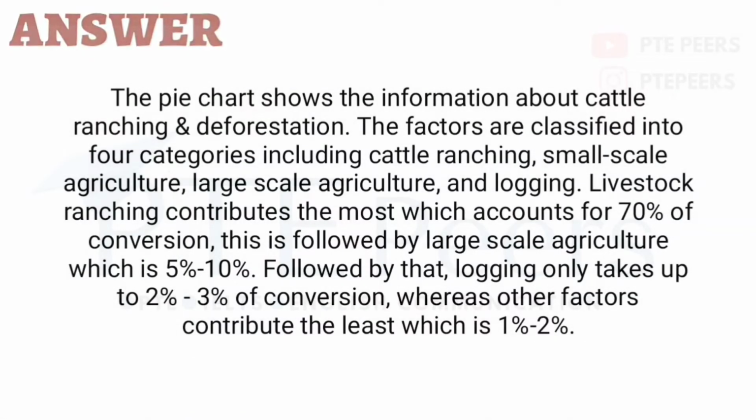The pie chart shows the information about cattle ranching and deforestation. The factors are classified into 4 categories, including cattle ranching, small-scale agriculture, large-scale agriculture, and logging. Livestock ranching contributes the most, which accounts for 70% of conversion. This is followed by large-scale agriculture, which is 5% to 10%. Followed by that, logging only takes up to 2% to 3% of conversion, whereas other factors contribute the least, which is 1% to 2%.